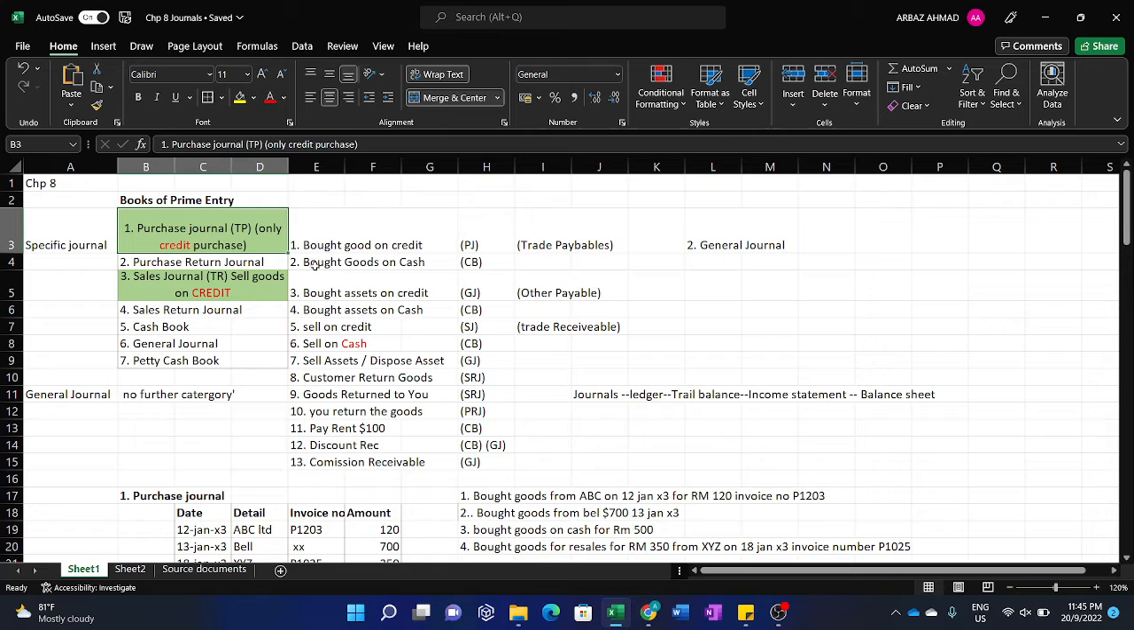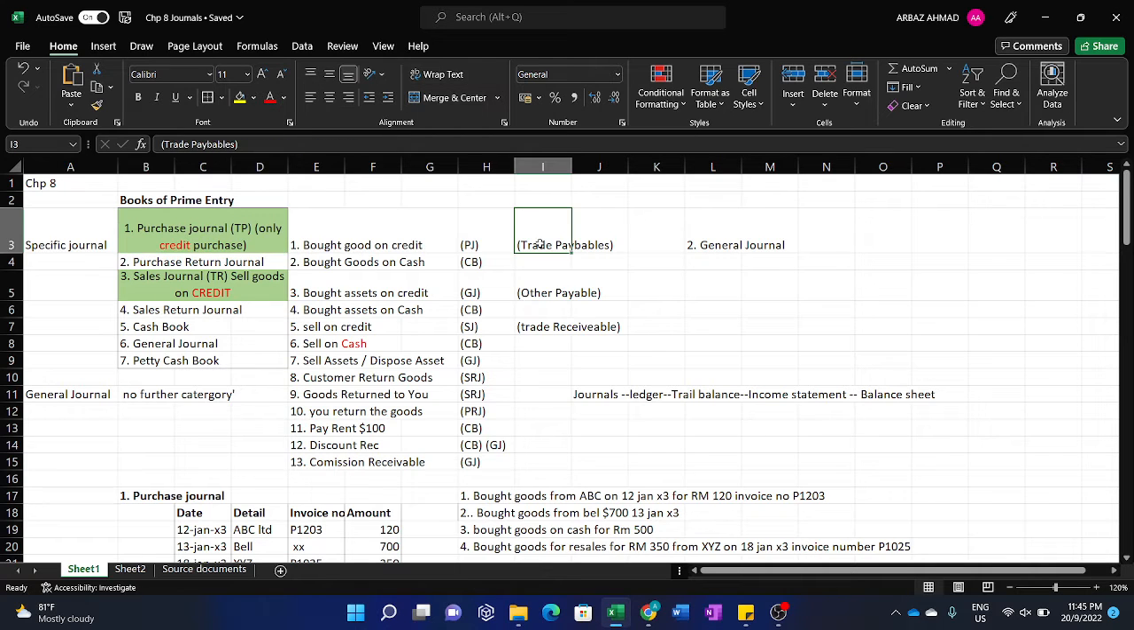If you buy goods on cash, see the term here is cash. The only difference in this statement is this one is on credit and this one is on cash. If it's on credit it goes in purchase journal, and if it's on cash it goes in cash book. And if you buy assets on credit it goes in journal. Why is that? Because it is not trade payable, it's other payable.